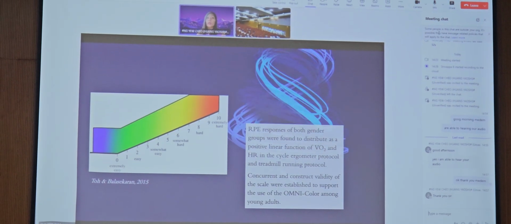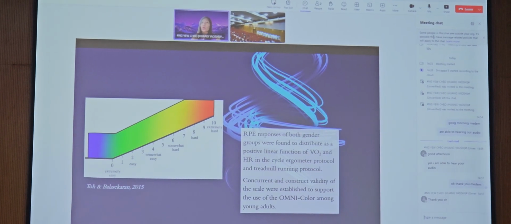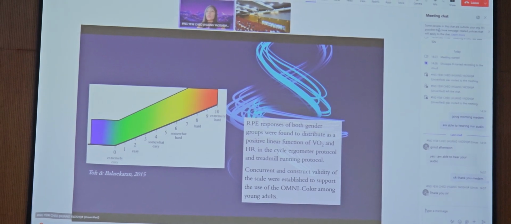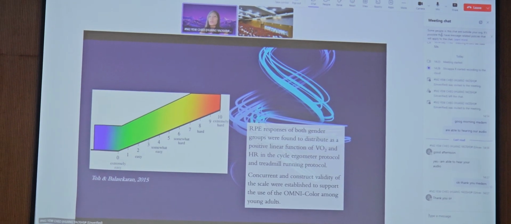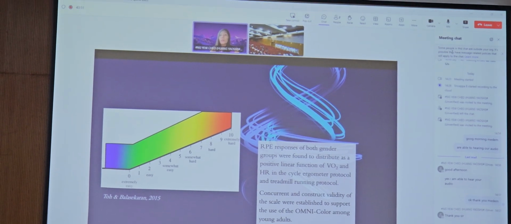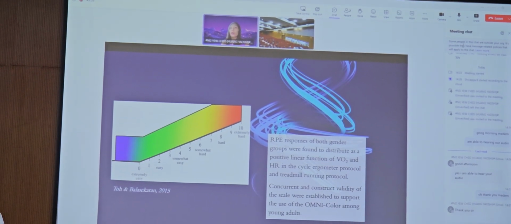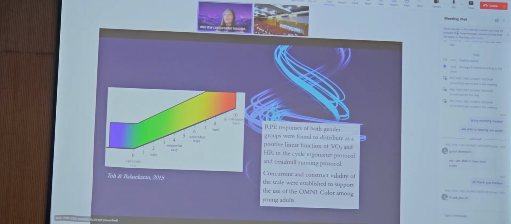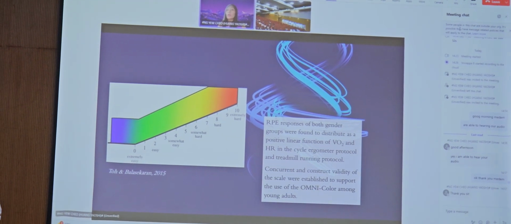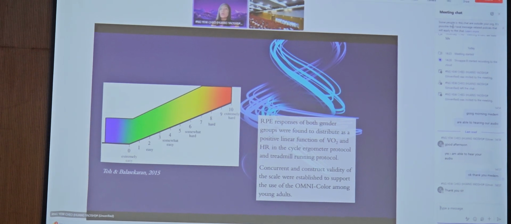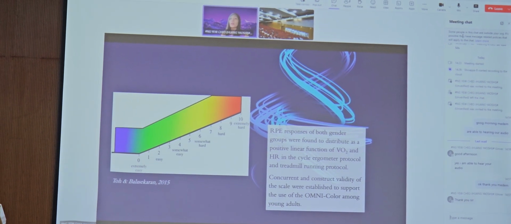So you can see the blue color is where it's extremely easy, all the way as the color gradually changes to the red zone, which means it's extremely hard. The RPE responses of both gender groups were found to distribute as a positive linear function of VO2 and heart rate in the cycle ergometer protocol and treadmill running protocol. So the concurrent and construct validity of the scale was established to support the use of the Omni color scale among young adults.